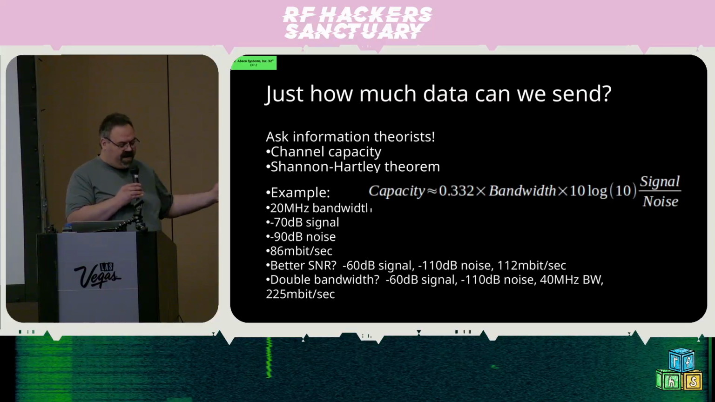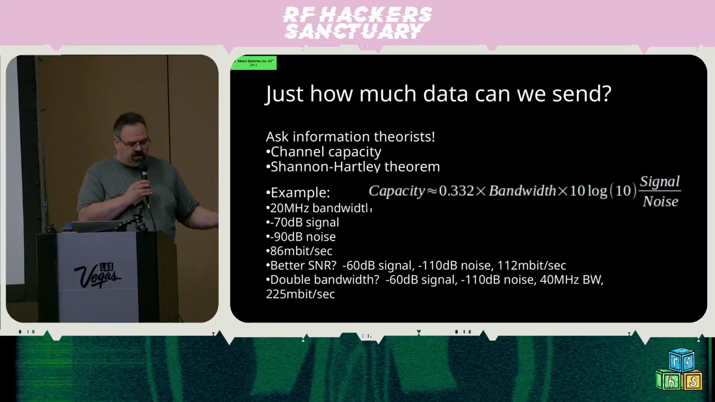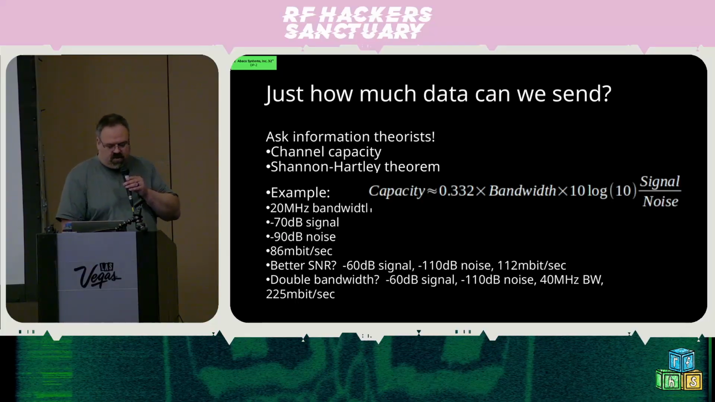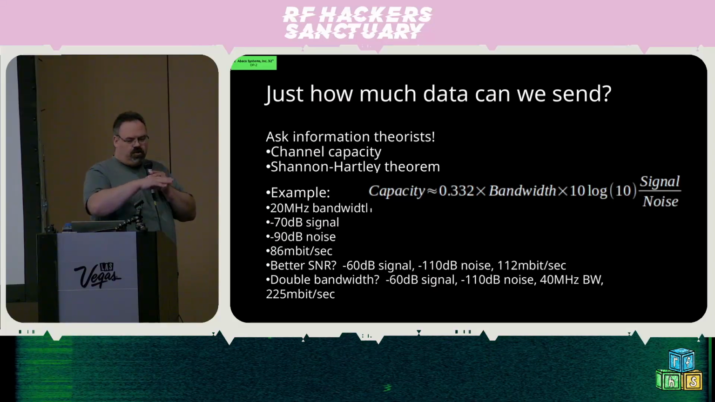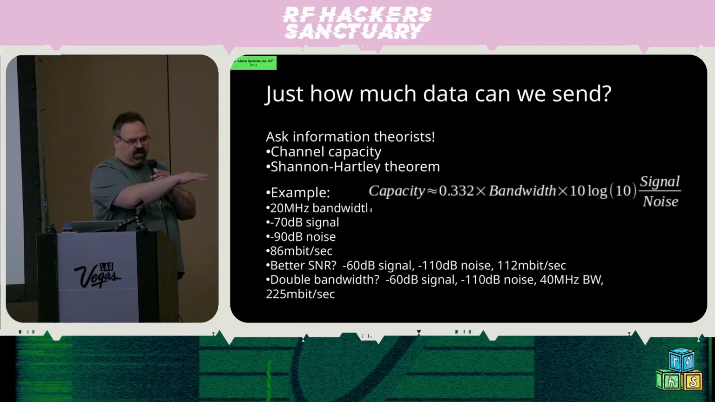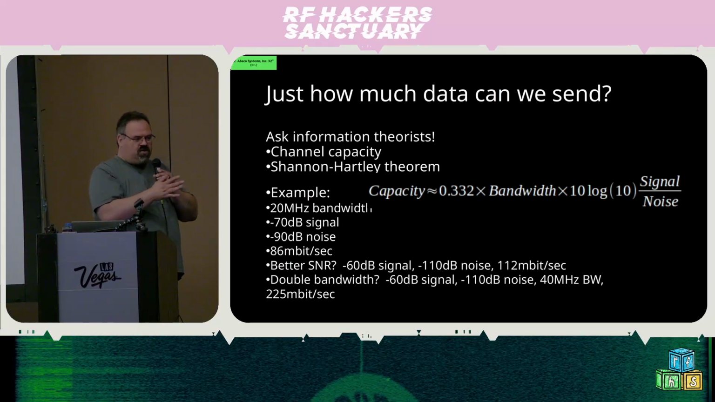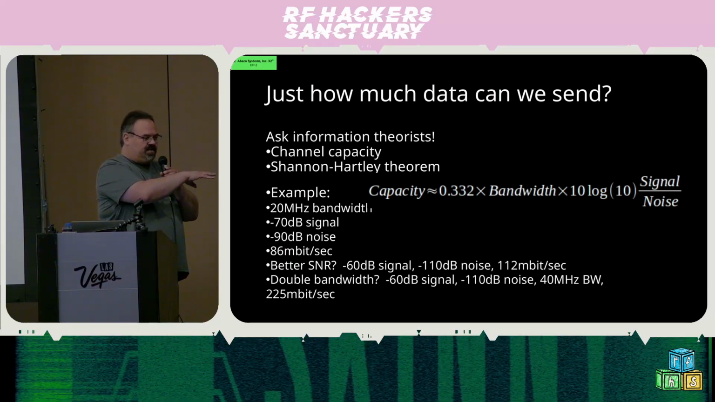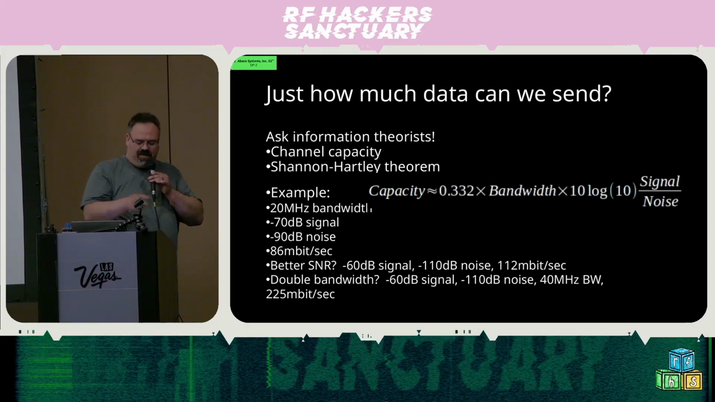If we double the bandwidth of that, we get 225 megabits per second. So you see with this, changes in the signal to noise ratio have a logarithmic effect on your bandwidth. And then changes in, in bandwidth is an overloaded term. So let me restart that.